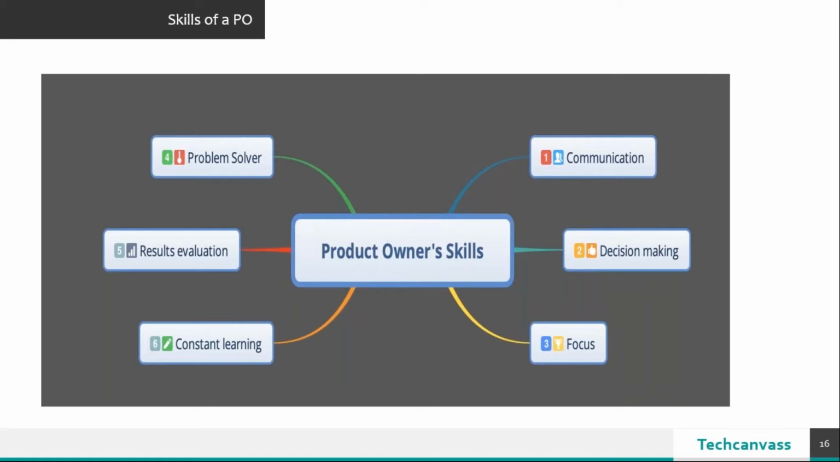Then the next one here is, of course, you need to maintain the focus always on what needs to be done. The focus is on the business need and the business requirement and the vision, of course. Next, coming to the problem solver, which we've already covered, you basically need to have this problem solving attitude. You need to clarify the requirements whenever the team members come up to you.